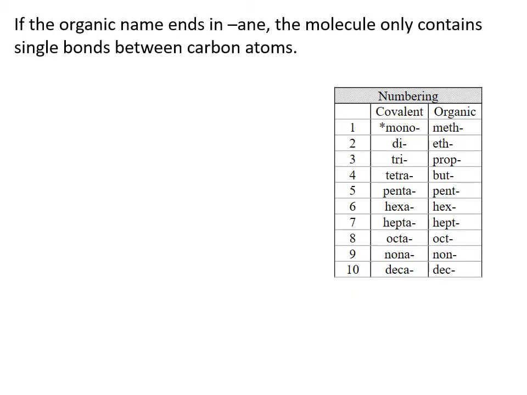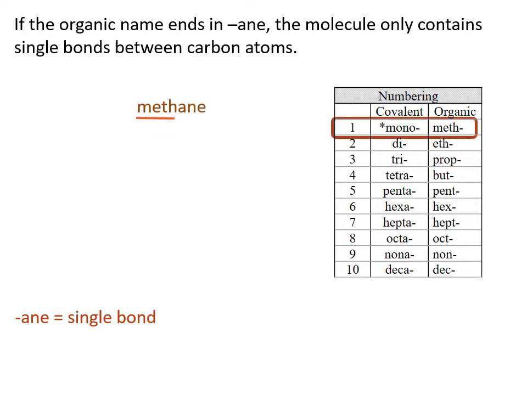If the organic name ends in ane, the molecule only contains single bonds between carbon atoms. Make a note on your formula sheet that ane means single bond. If we have methane, meth means 1. So underline meth, and under that, write 1C. Ane means single bond. So underline ane and write SB. So methane means 1 carbon, single bonds.